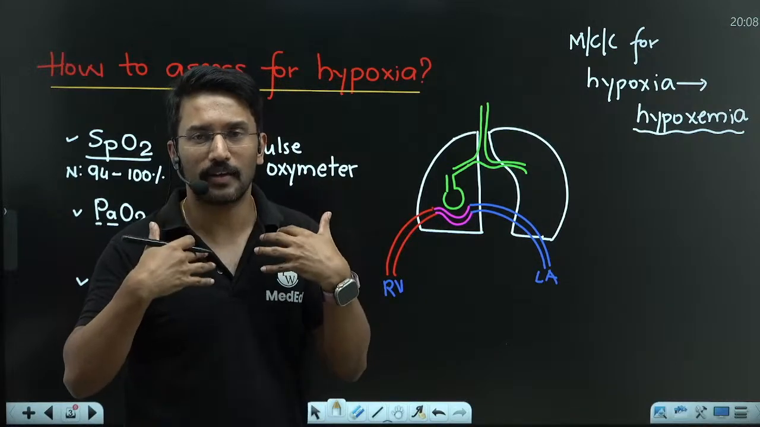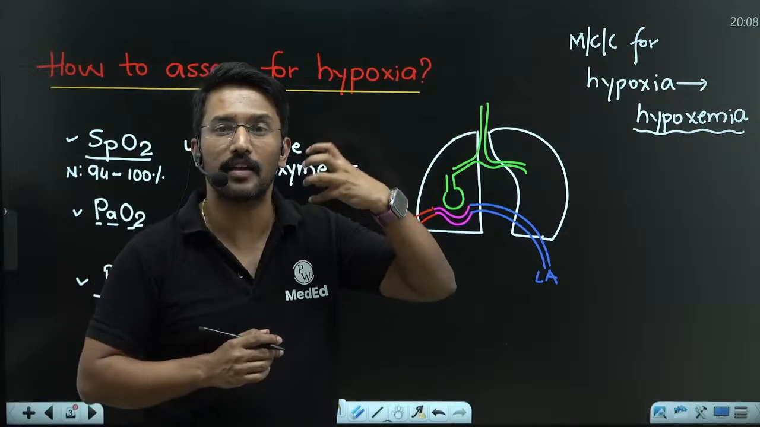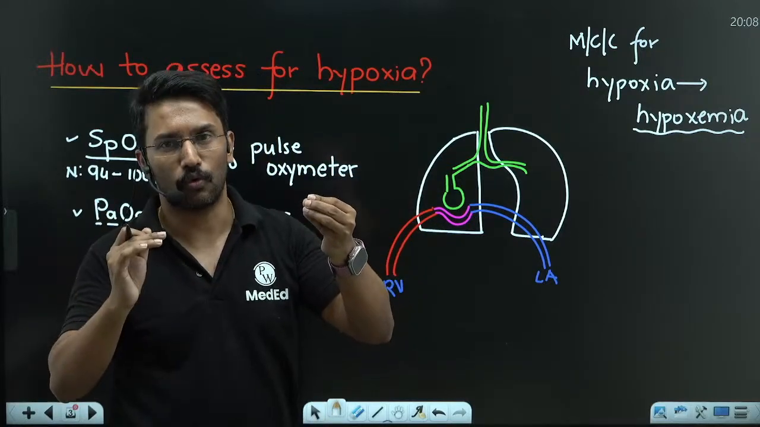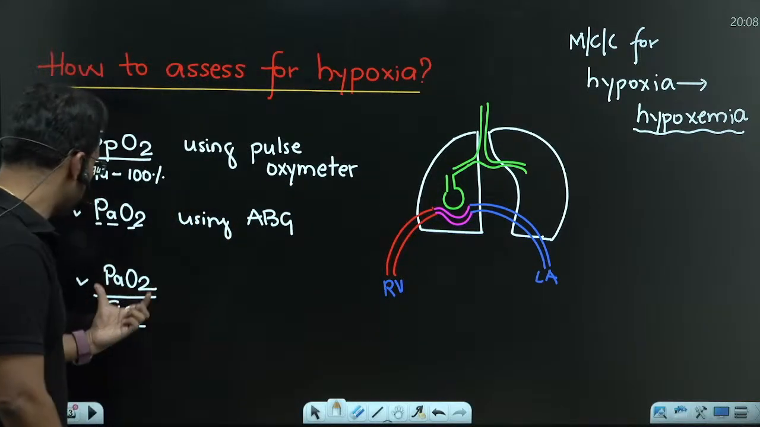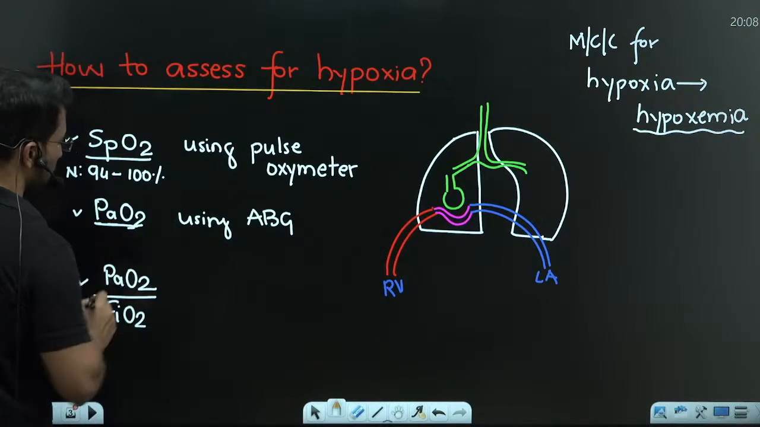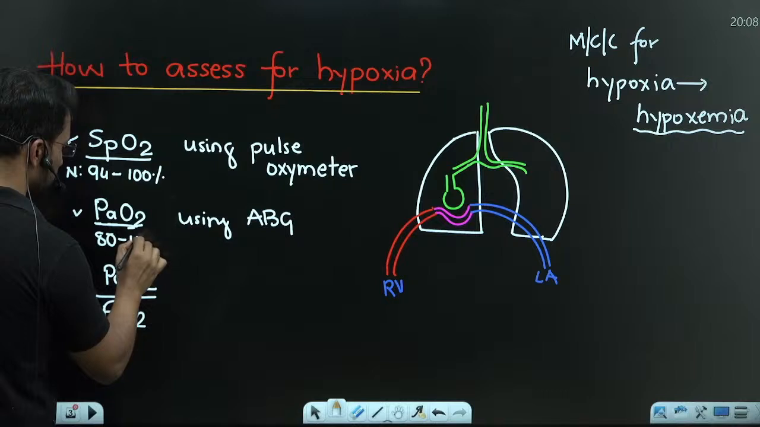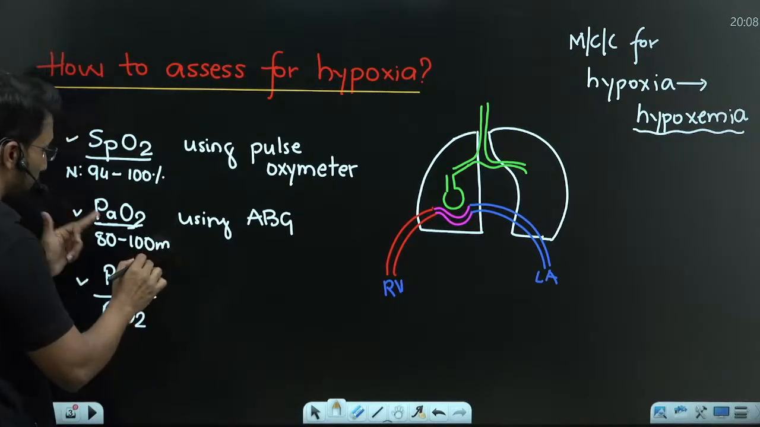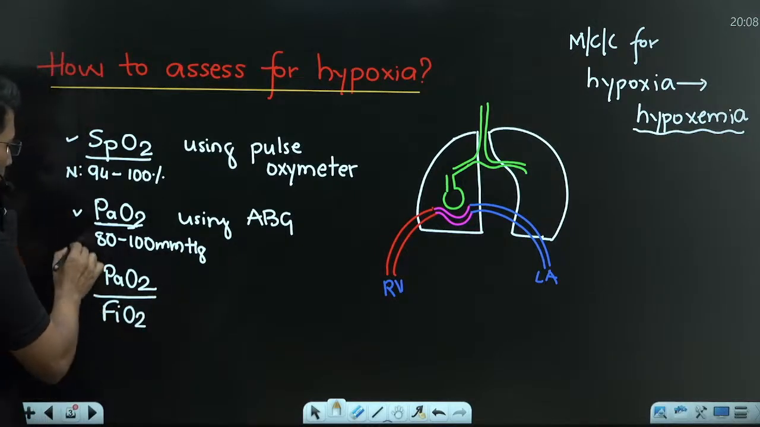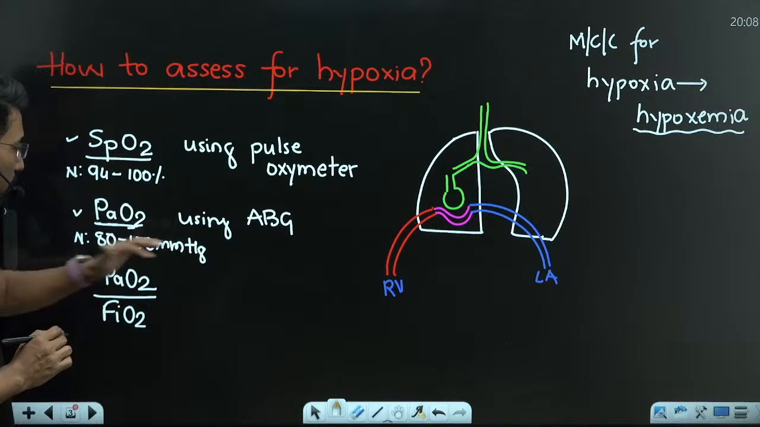If you have started me on oxygen supplementation, that means my FiO2 is increased, right? I am breathing a higher percentage of oxygen. And then there should be a proportionate increase in the PaO2. That is what we try to assess by doing the PaO2 by FiO2 ratio, right? Before understanding that ratio, let me tell you what the normal PaO2 is. Normal PaO2 is 80 to 100. Remember, it is the partial pressure and pressure will be expressed as millimeters of mercury. So the normal partial pressure of oxygen in the arterial blood is 80 to 100 millimeters of mercury.